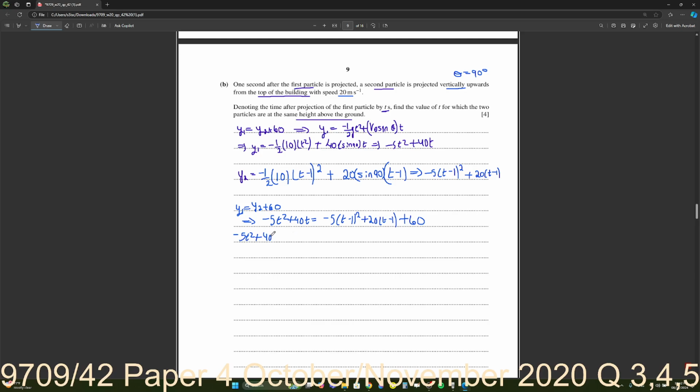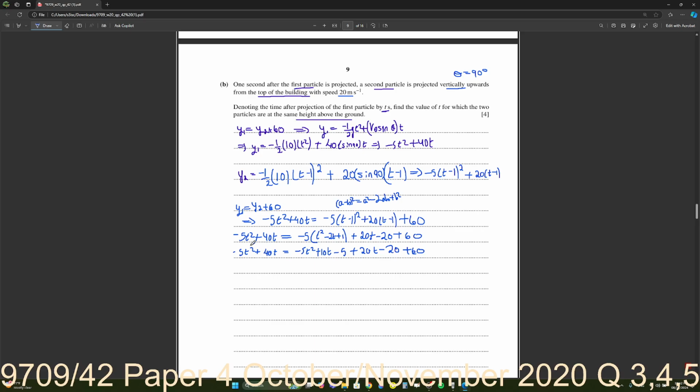You're going to get minus 5t squared plus 40t equals minus 5 into t minus 1 squared. This is a minus b squared, so t squared minus 2t plus 1, right? Remember, a minus b squared is equal to a squared minus 2ab plus b squared, plus 20 into t minus 1. Let's just distribute it with 20t minus 20 plus 60. So let's continue solving. Distribute, simplify. Minus 5 times t squared is minus 5t squared. Minus 5 times minus 2 is going to be plus 10t. Minus 5 times 1 is minus 5, plus 20t minus 20 plus 60.